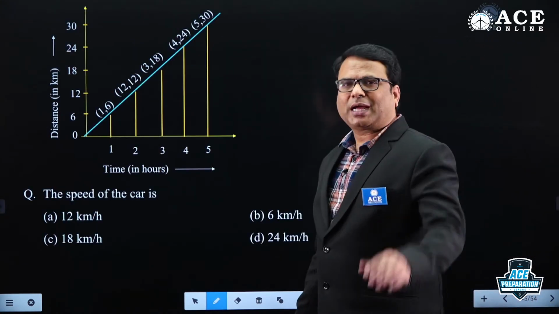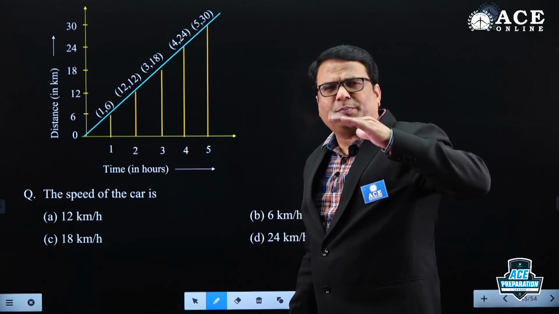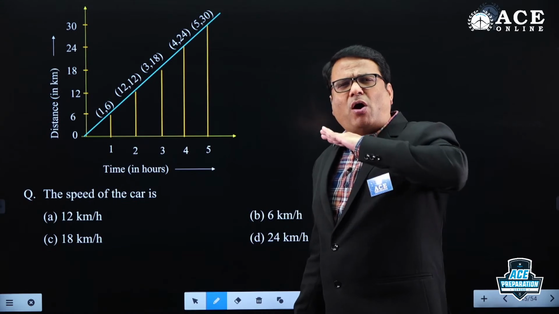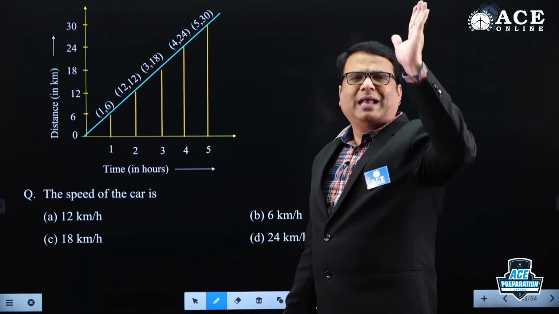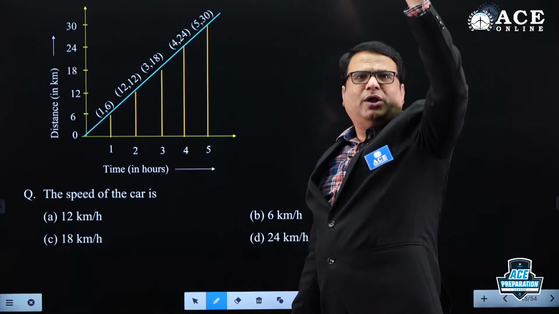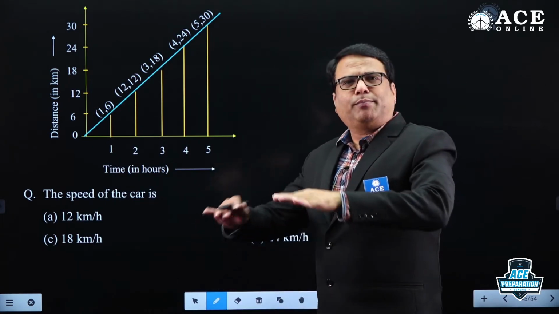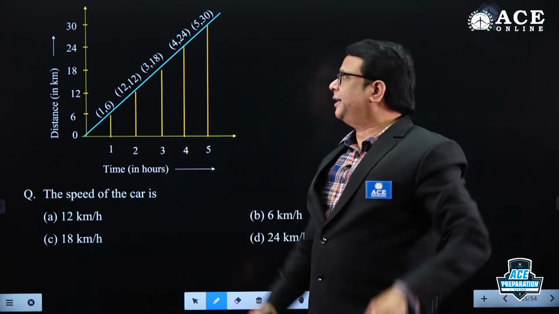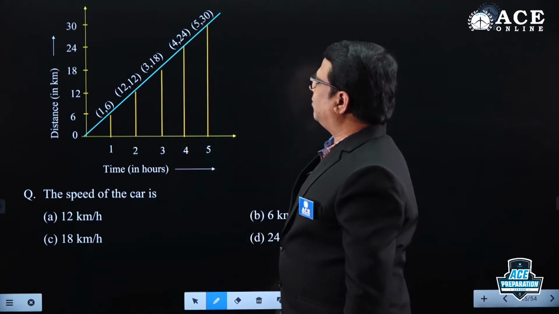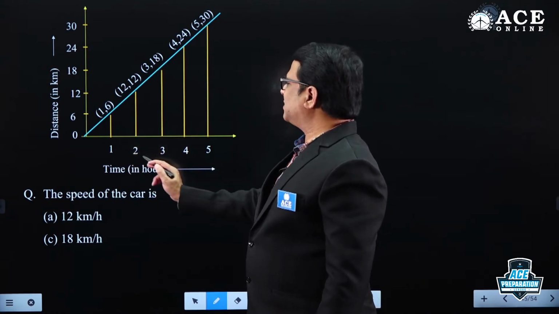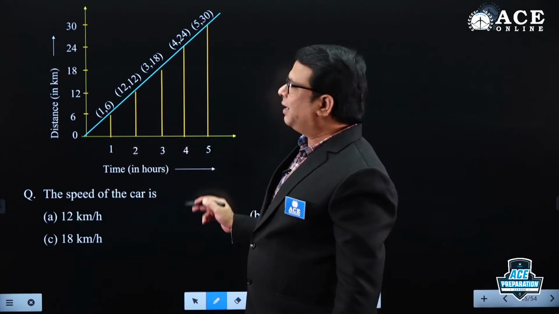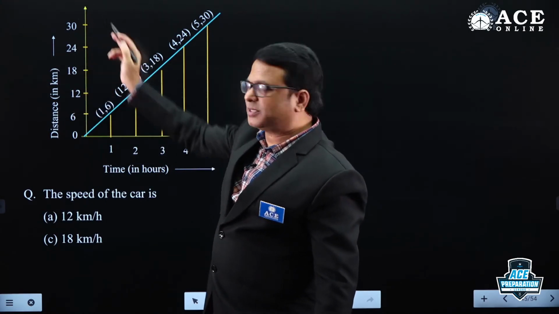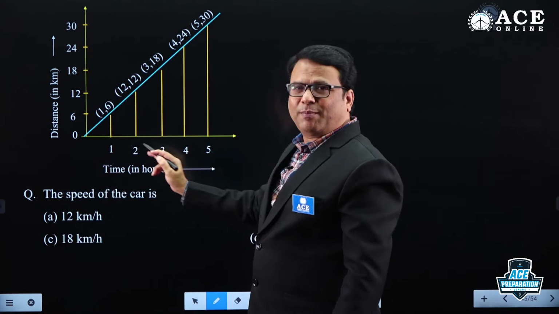Now here, a car is moving with uniform speed. That means the car maintains the same speed all along. Neither the speed increases nor the speed decreases. It moves along with the same, uniform speed. Then how do you read this? The x-axis represents number of hours and the y-axis represents distance.